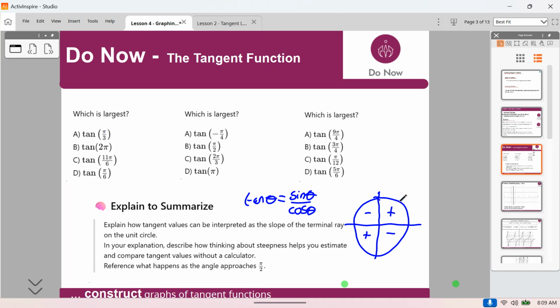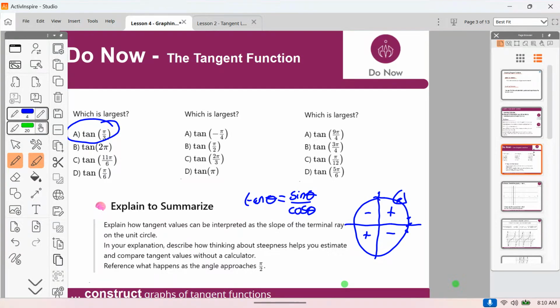So pi over 3 is going to be here. 2 pi is going to be there. 11 pi over 6, well, that's 1 less than 12 pi over 6, so that's going to be there. Pi over 6, that's going to be here. So we can see that this one is the largest. Let's do the next one.